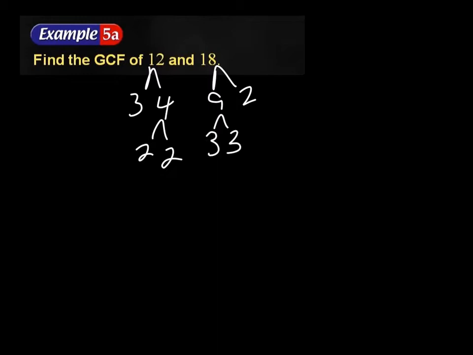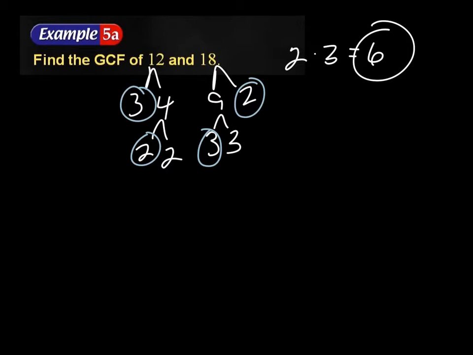Okay, we're going to start off going old school here. This is from the Wayback Machine. 12, we could say is 3 times 4, which is 2 times 2. 18, what do we want to do? 9 times 2, 3 times 3. So I'm looking for the commons. They both have a 3, they both have a 2, and that's what's the same in both of them. So my greatest common factor is 2 times 3, which is 6.